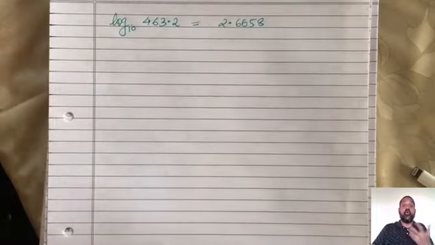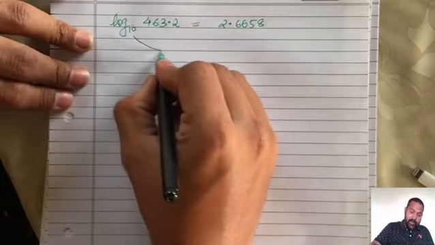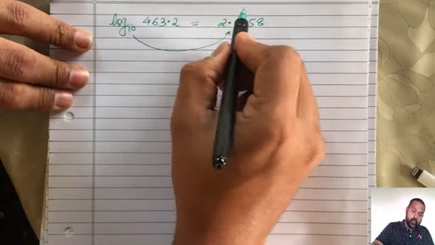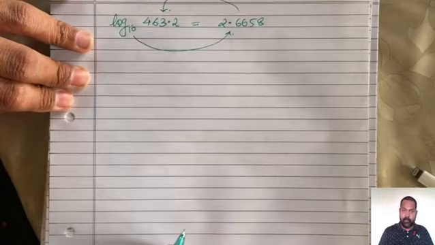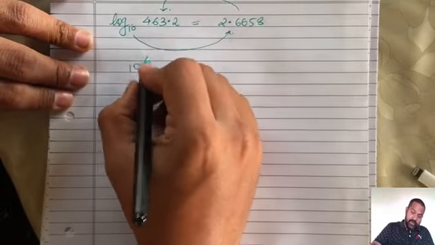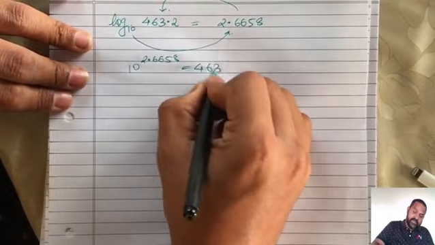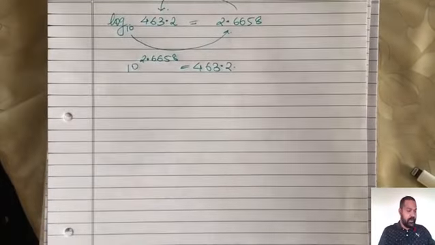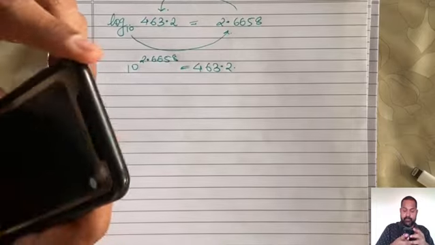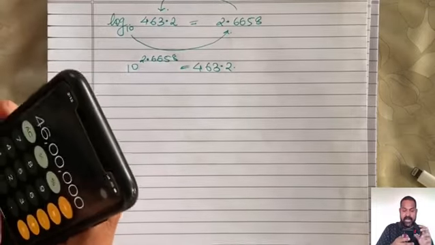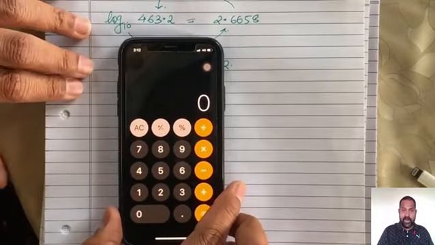After doing this, what you could also do, if you want to check, is that 10 raised to 2.6658 should give you 463.2. So 10 raised to 2.6658 should be 463.2. So what I'm going to do is show it to you on my phone, because like I said, you can't raise these values in your regular calculators.